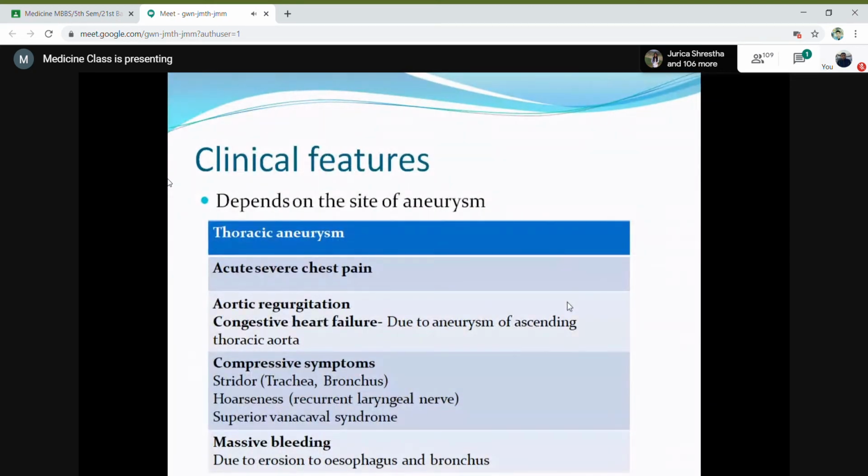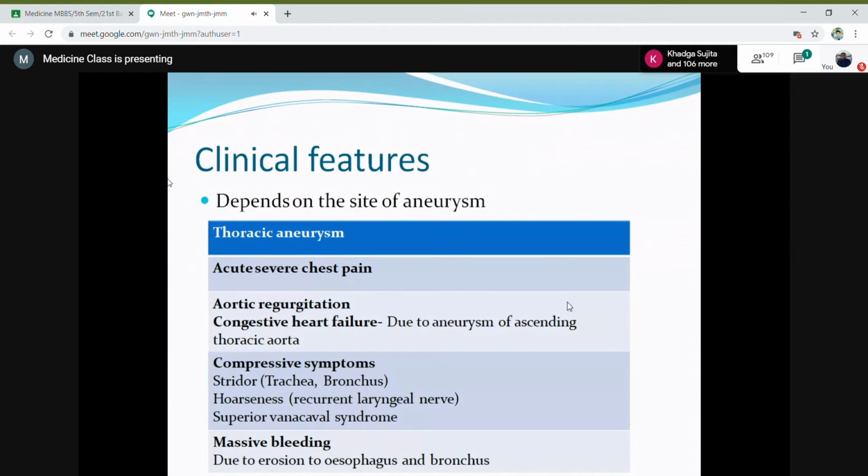Okay, so what are the clinical features in a patient who has aortic aneurysm? It depends on the site of the aneurysm, where the aneurysm is. If it involves the thoracic aorta, the clinical features will be different. If it involves the abdominal aorta, then the clinical features will be different.